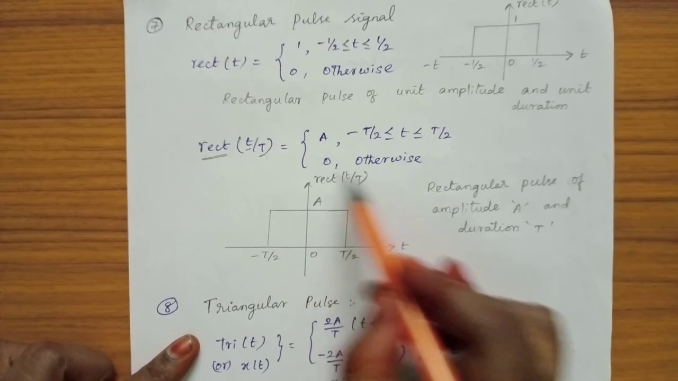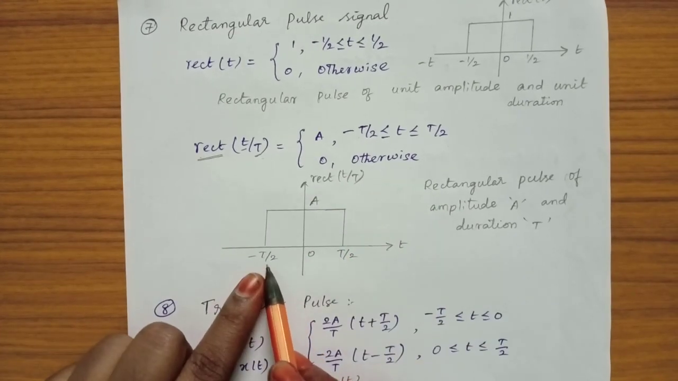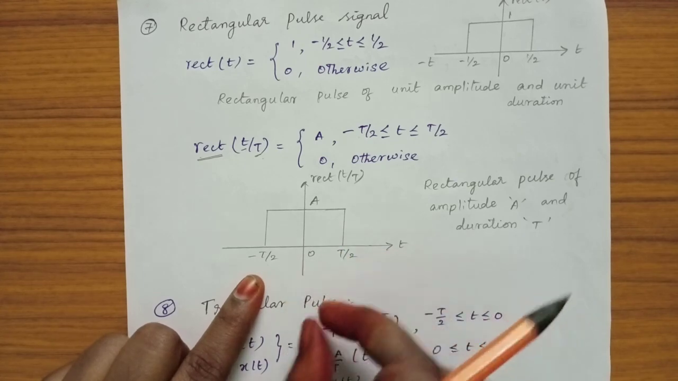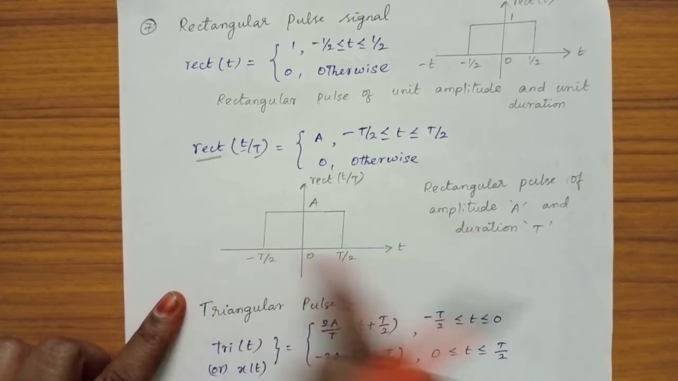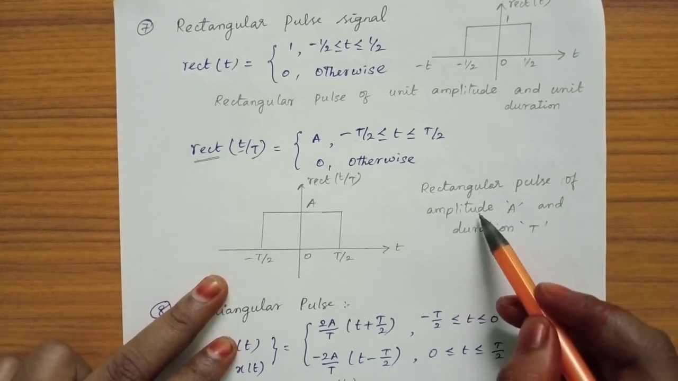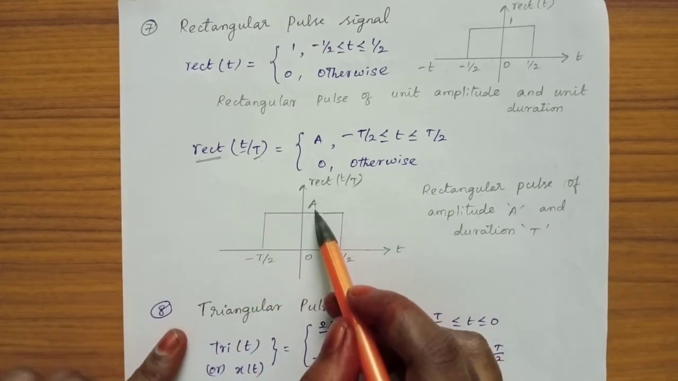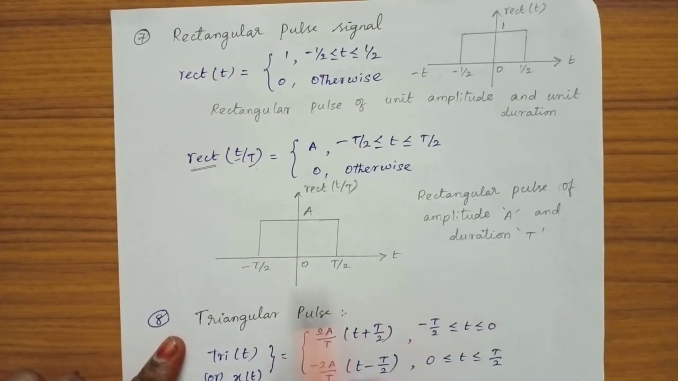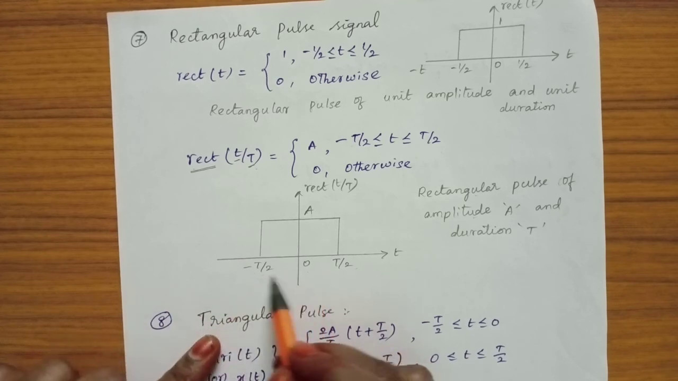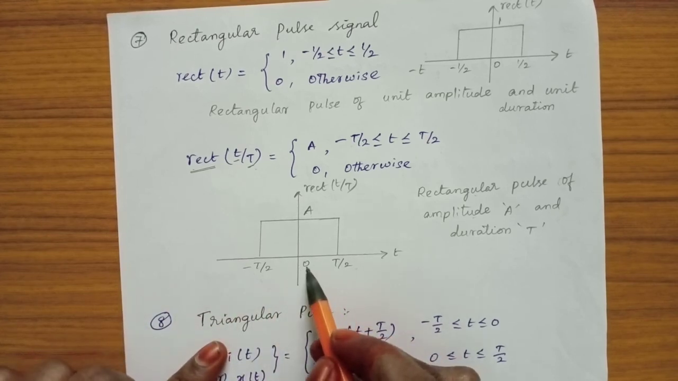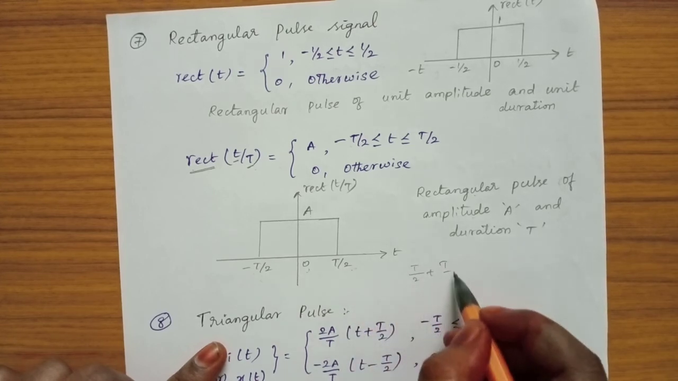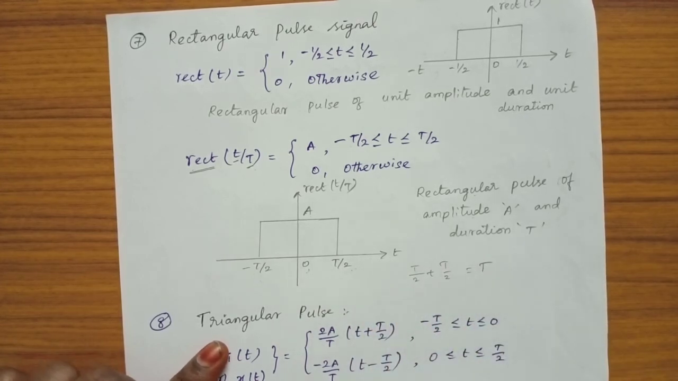We can represent it like this. For minus T by 2 to plus T by 2, this value is A, and outside of this boundary, its value is 0. That is the rectangular pulse of amplitude A with duration T. From minus T by 2 to 0, it's T by 2 duration, and from 0 to T by 2 it's T by 2 duration. So totally T by 2 plus T by 2, T duration.